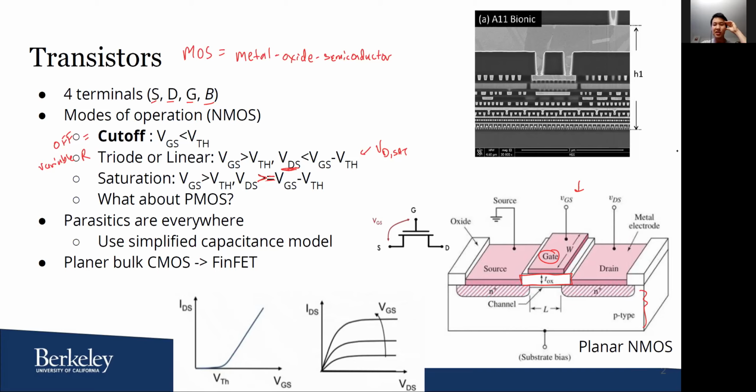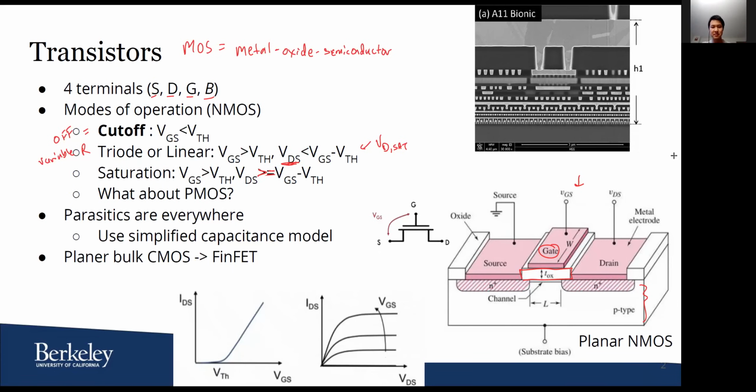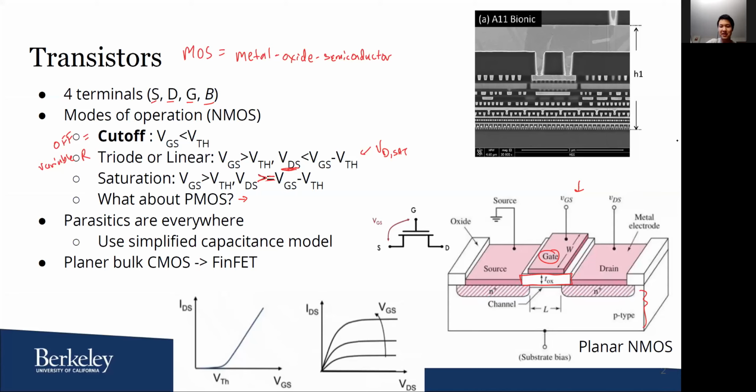Okay. So what about PMOS? How are these voltages different for a PMOS? Anyone want to take a guess? All right, for PMOS, you generally use absolute value. So for example, cutoff for a PMOS is where the absolute value of VGS is less than the absolute value of V threshold for a PMOS. Okay.